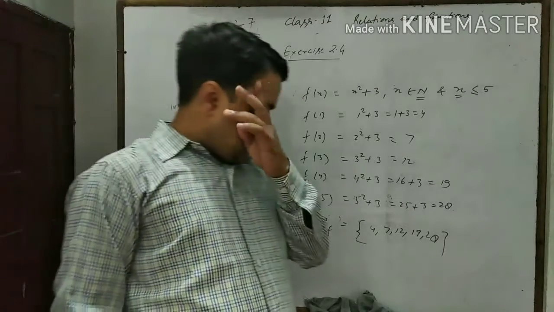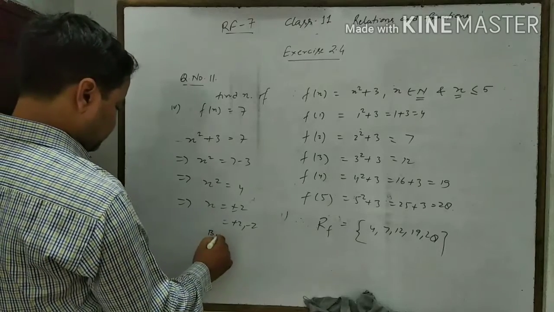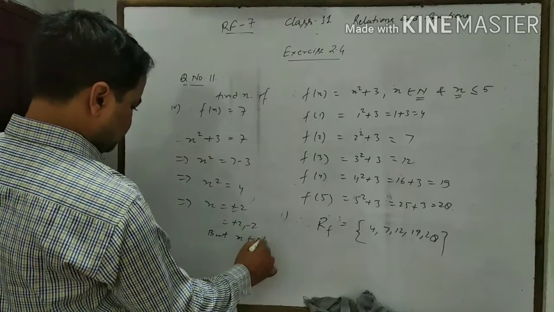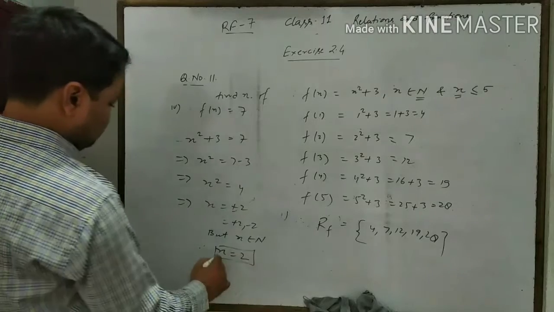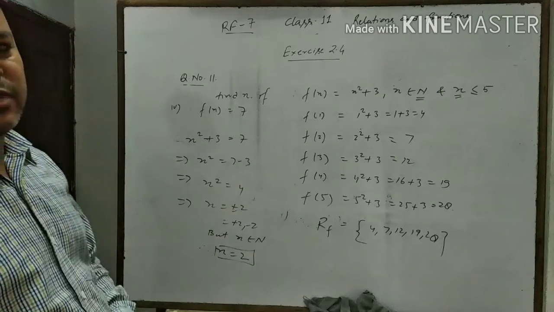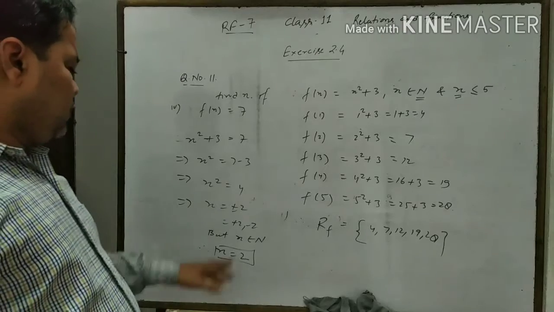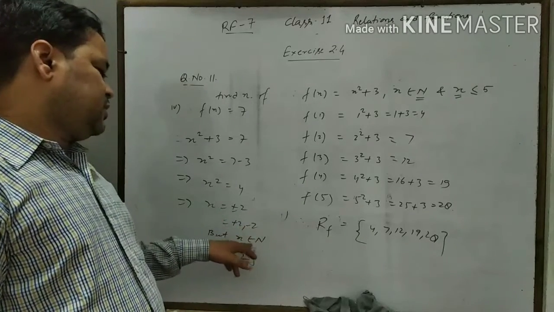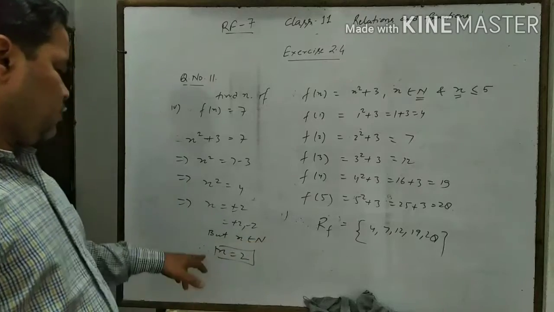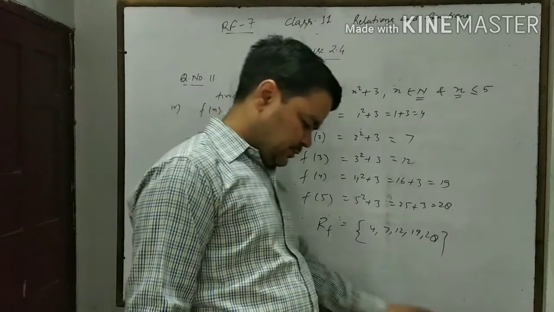Okay, but x belongs to natural number. Therefore, x is equal to 2. This is the end of the question. So here there will be two values of x, +2 and -2, but we will take only that value which is a natural number. Therefore, x is equal to 2. This is the solution of the question.